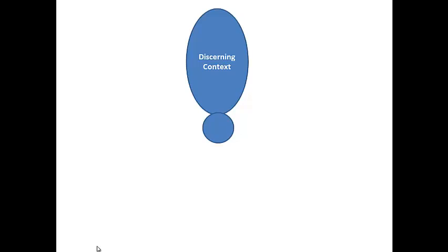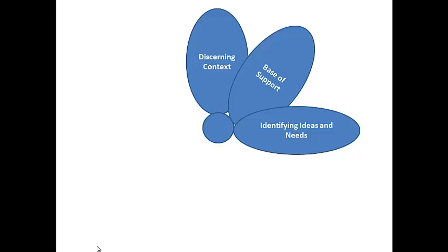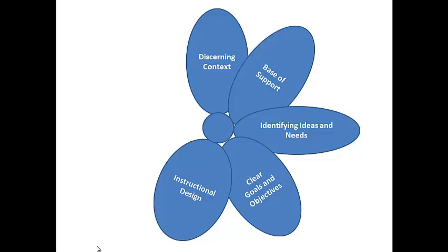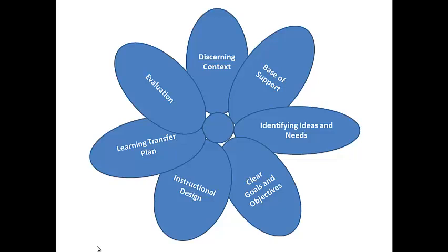Okay, so the interactive model of program planning has 7 components to it that I'm going to go through in this presentation. Those 7 components include discerning context, building a base of support, identifying ideas and needs, establishing clear goals and objectives, going through a strategic instructional design process, creating a learning transfer plan, and creating and conducting an evaluation plan.